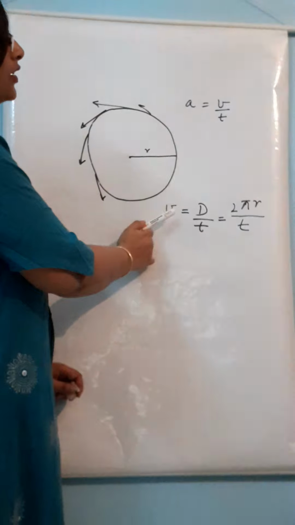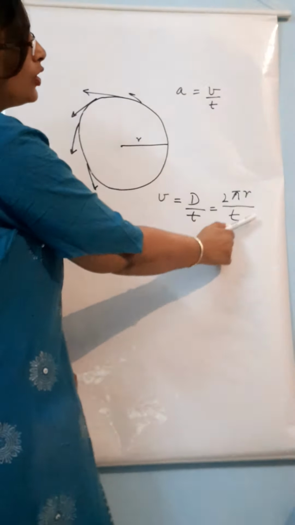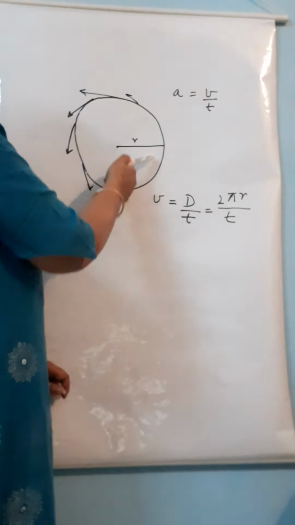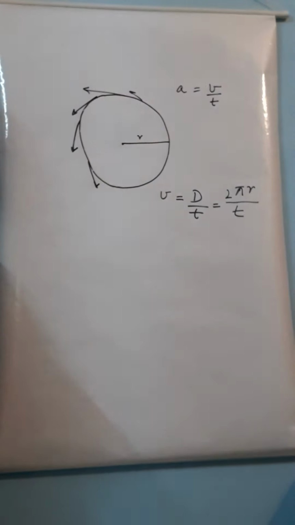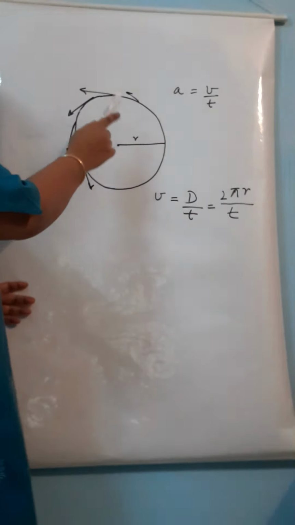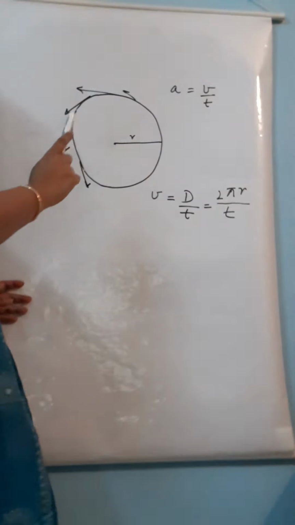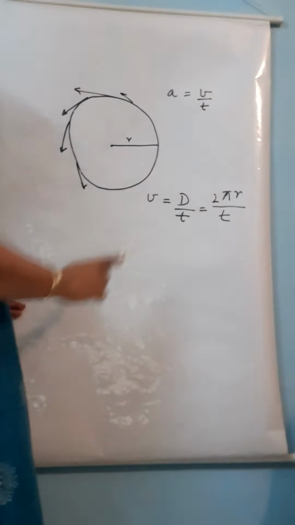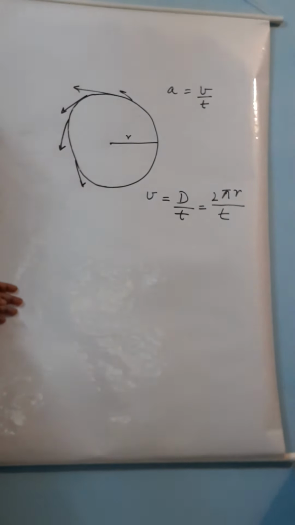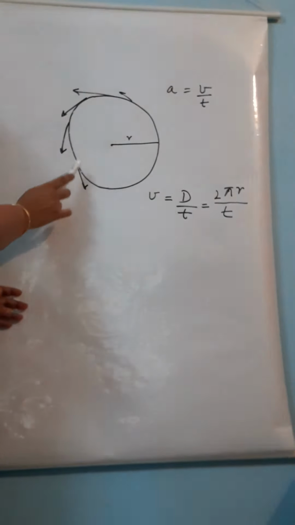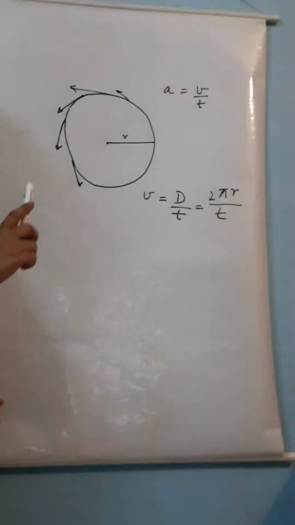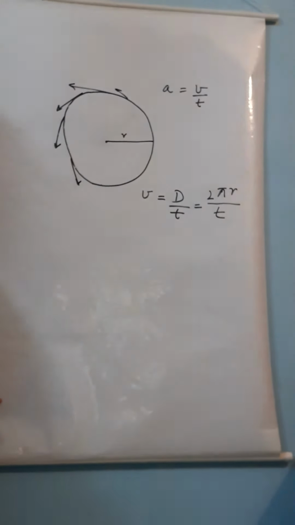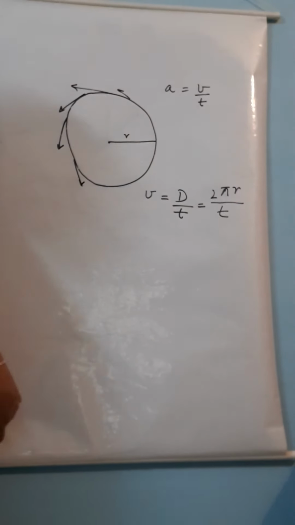So for calculating the velocity of the object in circular motion, use the formula 2 pi r upon t. And another important thing we have learned here is that an object under uniform circular motion is an example of accelerated motion. We call it accelerated because the velocity is changing every time, even though the magnitude may not change. So this is an example where the magnitude remains the same, but it is an example of accelerated motion. I hope you have understood, boys.